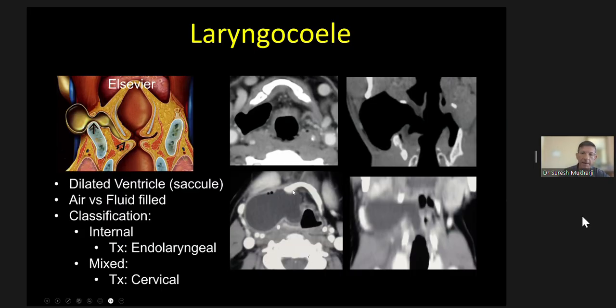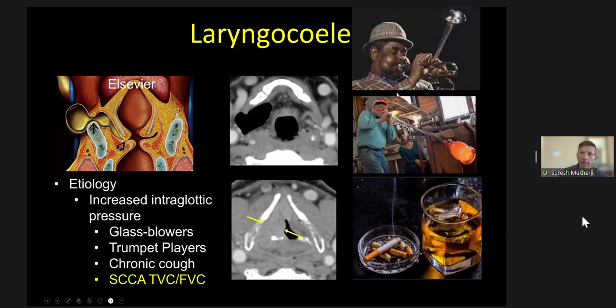So here's an example of another laryngocele. They can be fluid filled. So this is air filled and fluid filled. And on the coronal images, nicely demonstrating extending through the thyrohyoid membrane. Now, who gets laryngoceles? Well, you can have trumpet players. This was Dizzy Gillespie. He played a flugelhorn. They get laryngoceles. If you've ever been to a glass blower, they get laryngoceles because all of that intraluminal pressure can literally pop open that laryngeal ventricle.